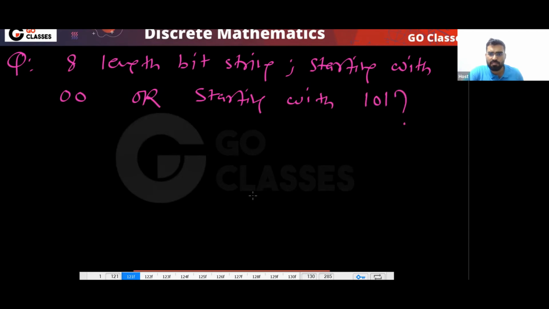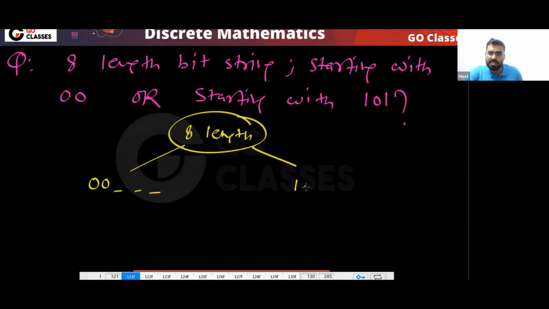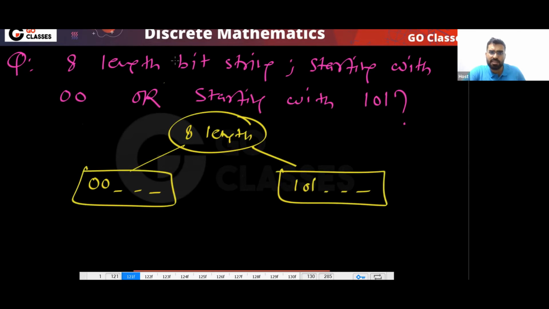Now are they disjoint? Starting with 0, 0 or starting with 1, 0, 1. You want 8 length. Yes, of course they are disjoint, right? There is nothing common. These are starting with 0, 0. These are starting with 1, 0, 1. These 2 are disjoint.